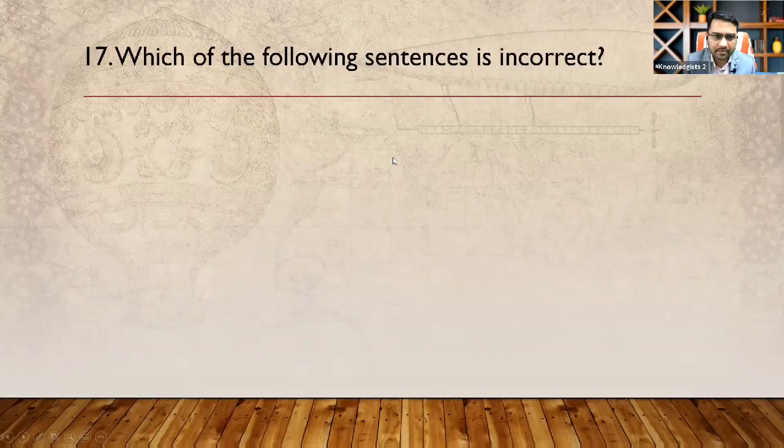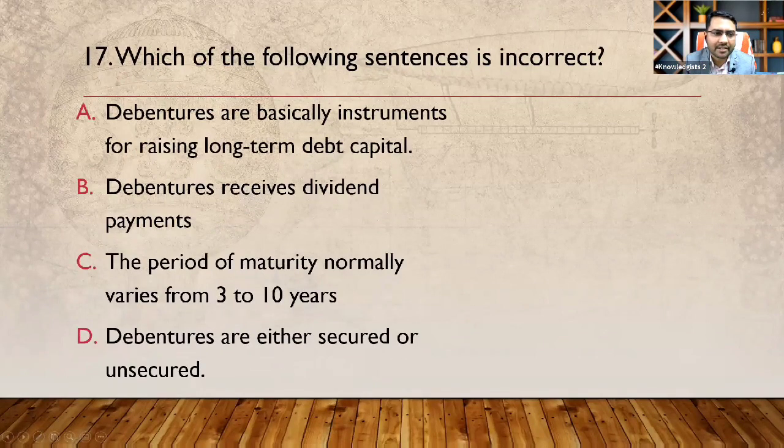Which of the following sentences is correct? Debentures are basically instruments for raising long-term debt capital. Debentures receive dividend payments. The period of maturity is normally 3 to 10 years. Debentures are either secured or unsecured.